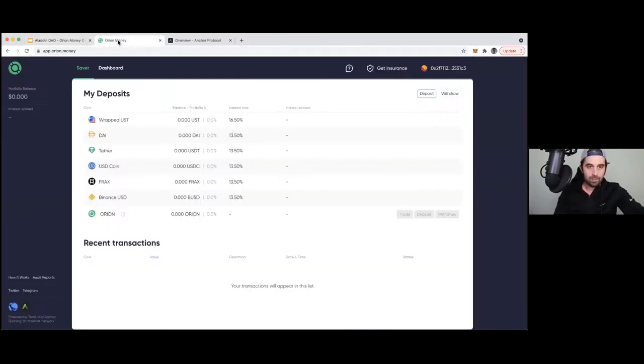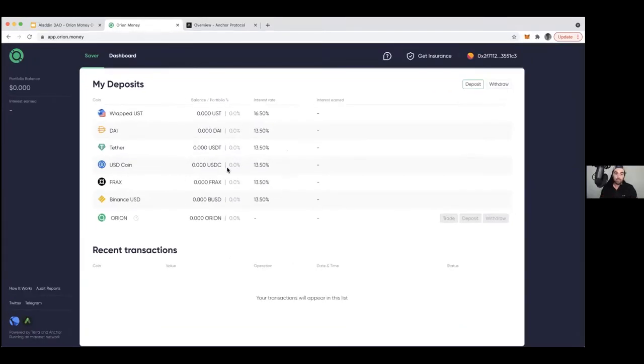Actually, let me just go to the DApp. Here it is. So you've got UST, which actually lives on Terra normally. So this is wrapped UST on Ethereum. And then here's all the other stablecoins, excluding Orion. And that's it. You just go in and you deposit UST, DAI, whatever. You don't have to dump a token. So this is a stable rate.